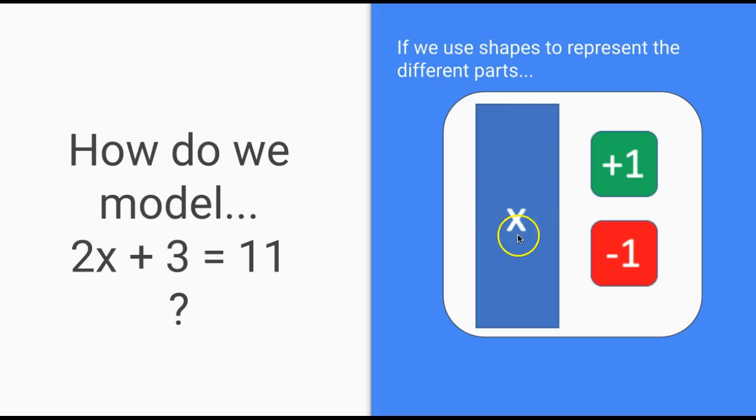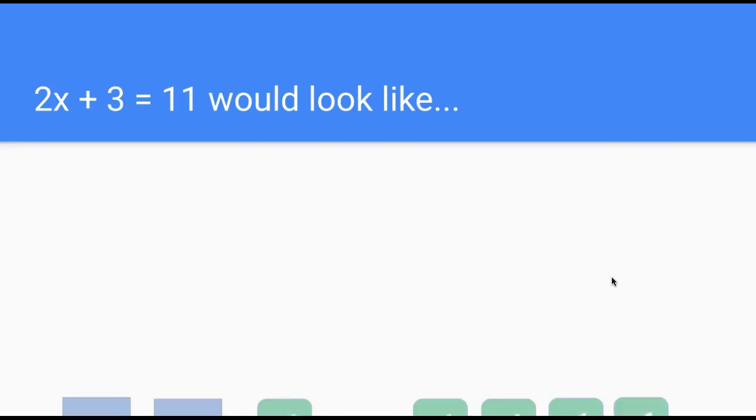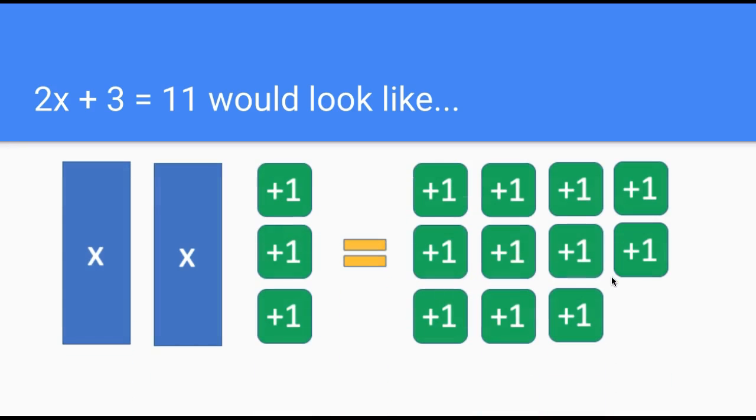So x will be represented by this long one, and the constants will be represented by the +1 if it's a positive, and the -1 if it's a negative. So this is basically what the equation will look like.